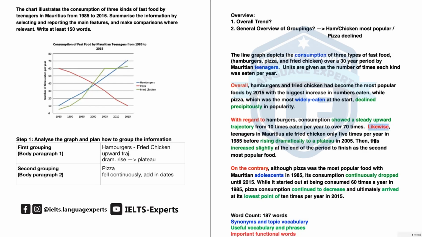Likewise, now this is a great way to say that it is similar, teenagers in Mauritius ate fried chicken only 5 times per year in 1985 before rising dramatically to a plateau right here that we see in 2005. Then this increased slightly at the end of the period to finish as the second most popular food. So you see how it increased just a bit, and of course it is the second most popular.